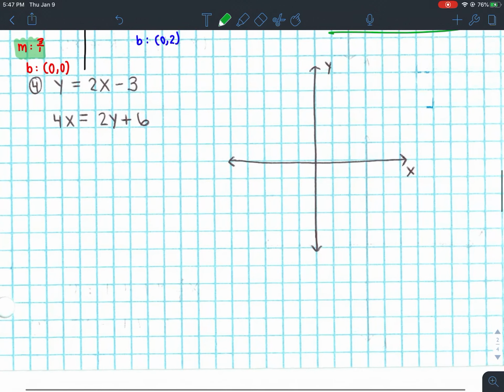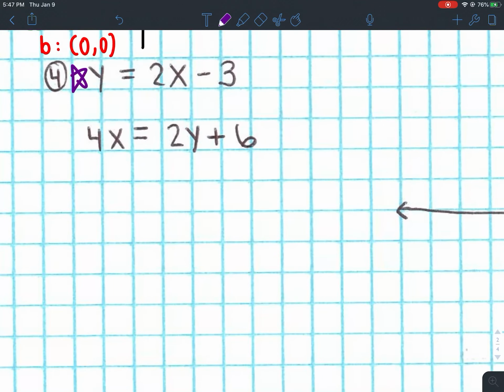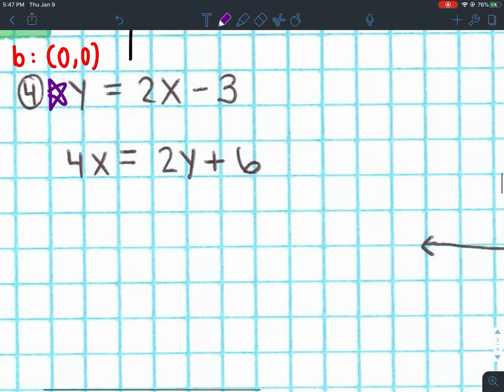Okay. Moving on to number 4, we have y equals 2x minus 3, and then 4x equals 2y plus 6. Now, in the first equation, y is already by itself, so that's pretty cool, so we don't have to do much there. So let's go ahead and identify our slope. Our slope here is positive 2 over 1, and our y-intercept is 0, negative 3.